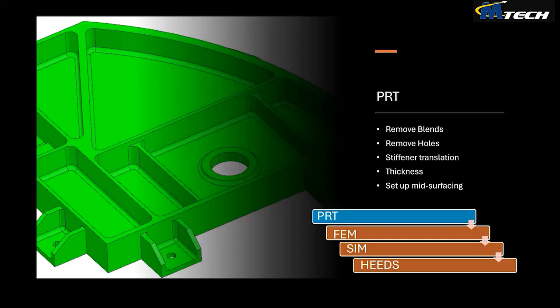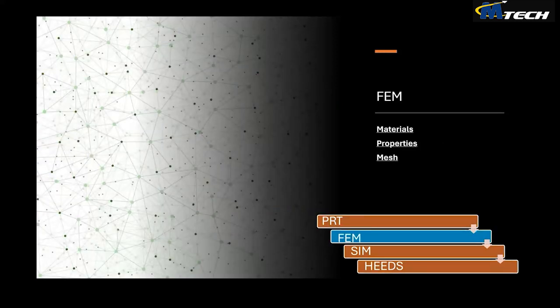Looking at the part file, we're going to idealize this part you see here. We'll take away the blends, remove the unnecessary holes, we'll create a mid-surface mesh, and we'll set up the thickness changes for the web as well as position changes for the stiffeners in the FEM file. Once we're done with the geometry, we'll define our materials, our properties, and actually create the finite nodes and elements.